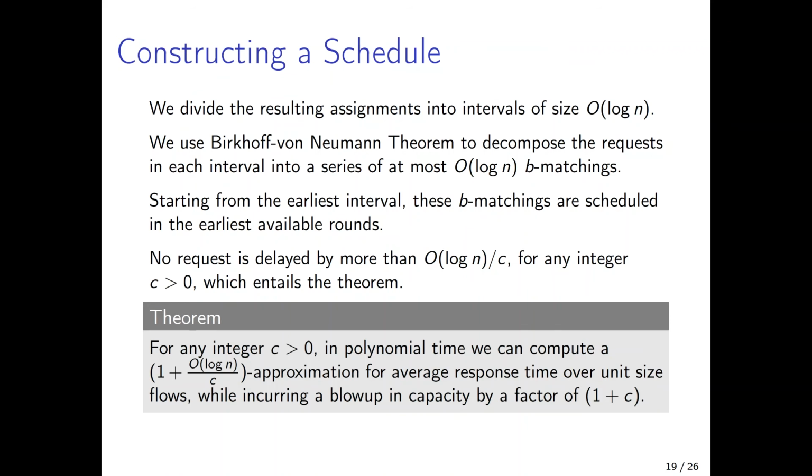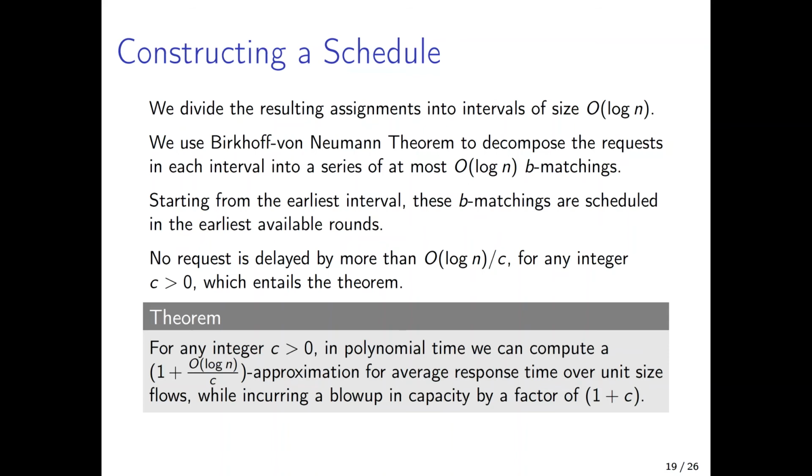To construct a schedule from the resulting assignment, we divide the schedule into intervals of size O(log n). Using the Birkhoff-von Neumann theorem, we decompose the requests in each interval into a series of at most O(log n) B matchings. We schedule the B matchings in each interval, starting with the earliest. This procedure results in no request being delayed by more than O(log n) over C rounds for any integer C greater than 0.